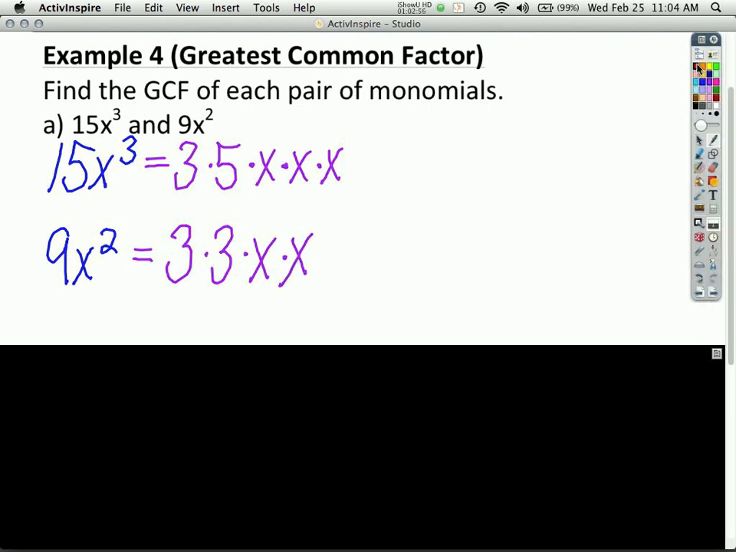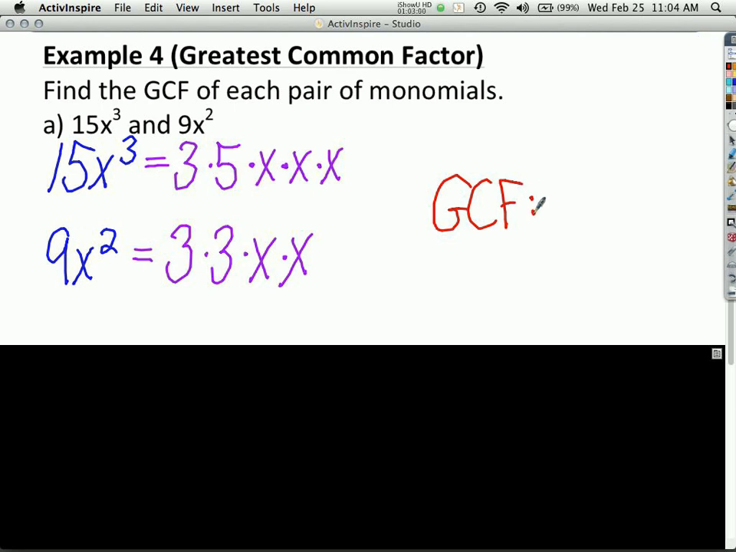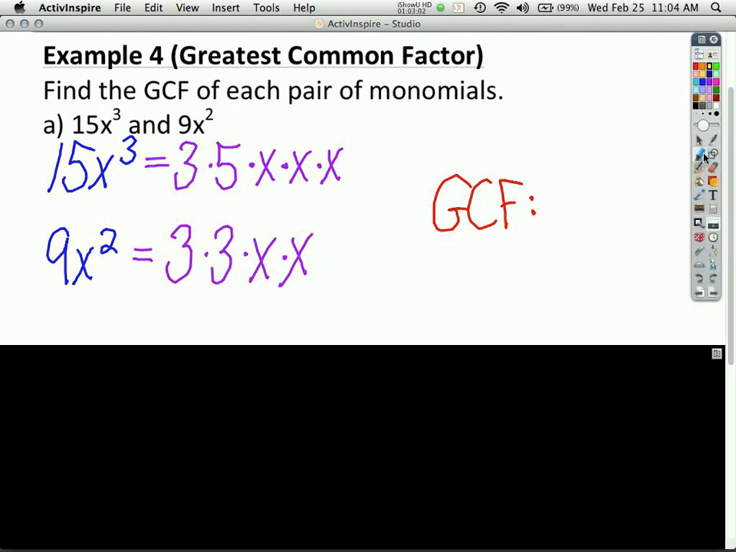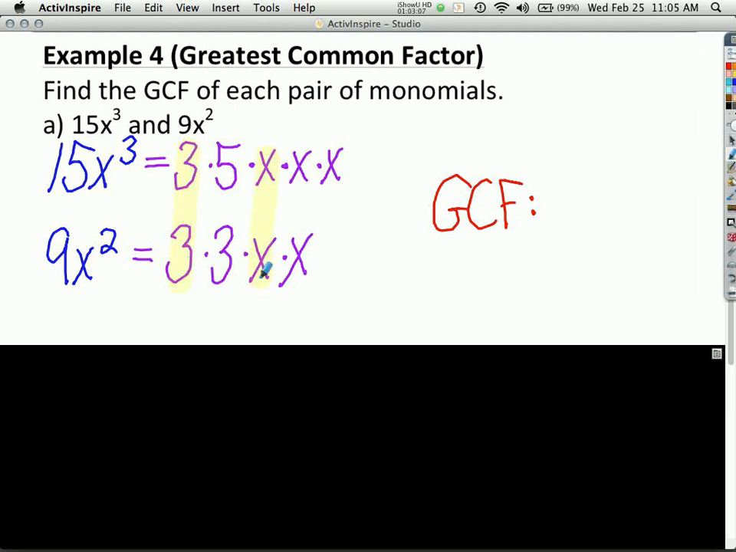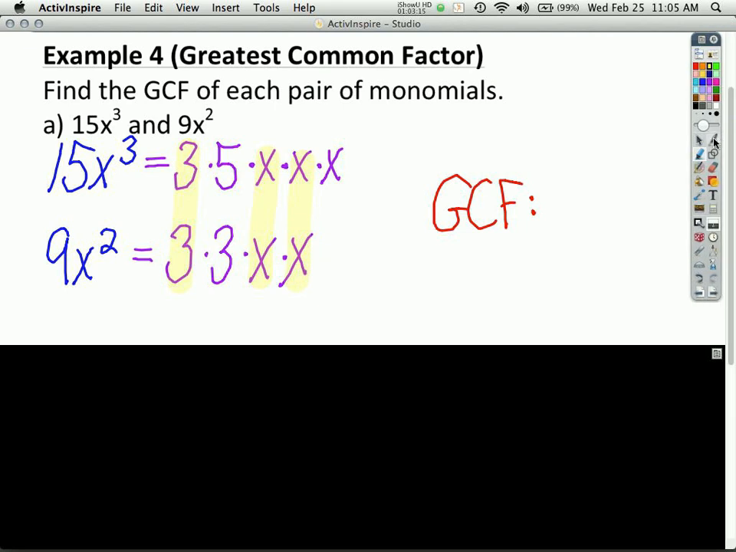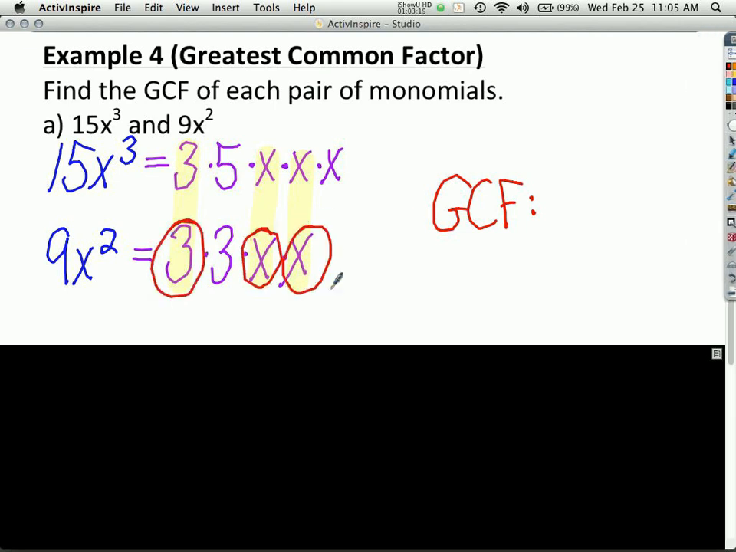Our goal is to get the GCF of these two expressions. So now find the factors that they have in common. They have a 3 in common, they have an x in common, and they have another x in common. Multiply those together. You multiply 3 times x times x, and you get the GCF. What is the GCF? Cheyenne? 3x squared.